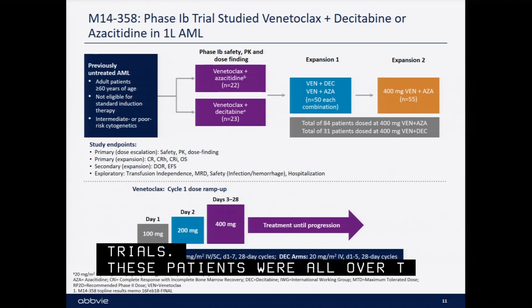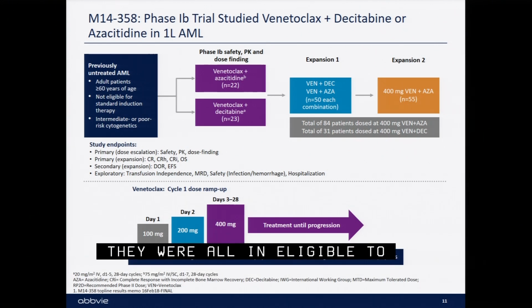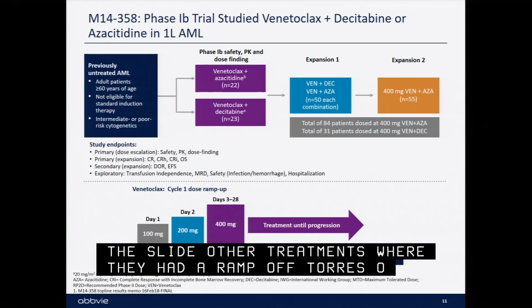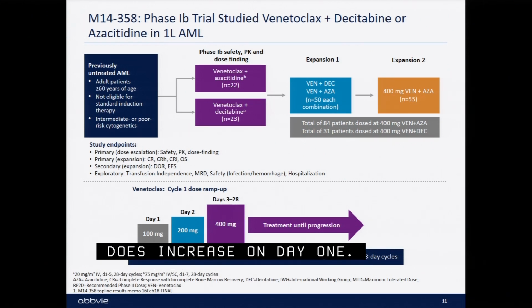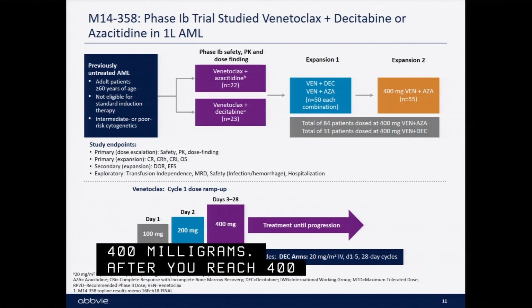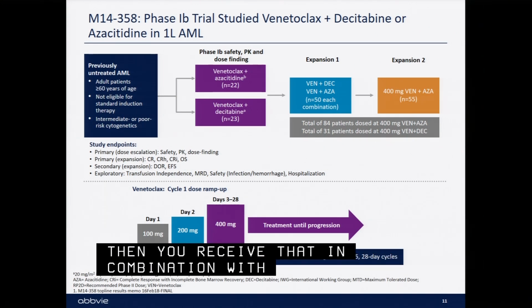These patients began, as you see in the bottom half of the slide, their treatment with a ramp-up, or a slow dose increase: day 1, 100 milligrams, day 2, 200 milligrams, day 3, 400 milligrams. These are tablets. After you reach 400 milligrams, you continue 400 milligrams once a day of Venclexta. You receive that in combination with either azacitidine or decitabine, which is a subcutaneous injection or intravenous.